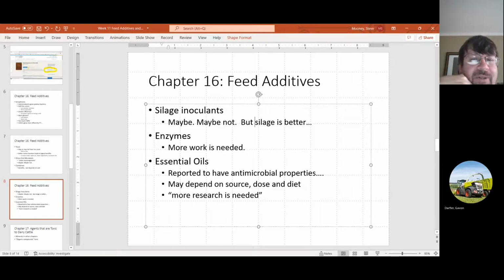Essential oils are reported to have antimicrobial properties. It may depend on the source, the dose and the diet. I know this was going to be the savior in the early 2000s. It really hasn't panned out. Everybody was chasing after it, trying to be the essential oil guru, and it just hasn't panned out. It may someday, but certainly not in the direction they're thinking.